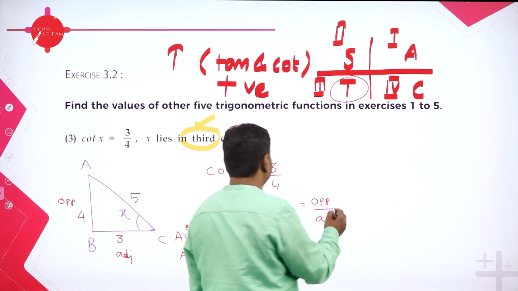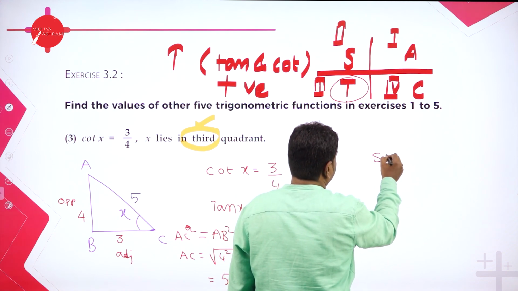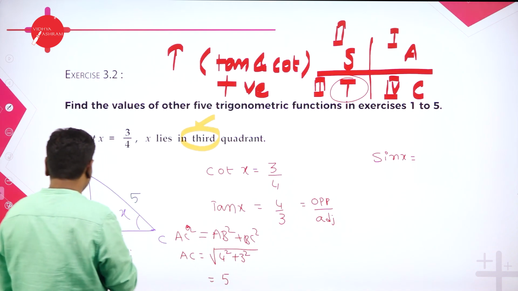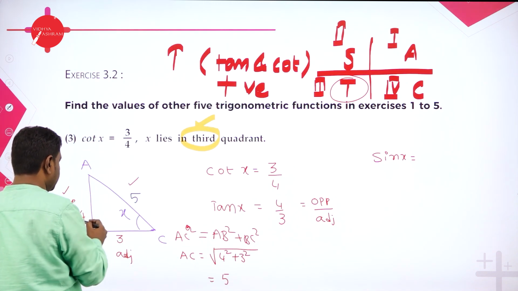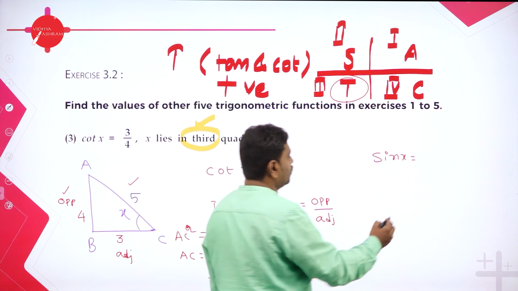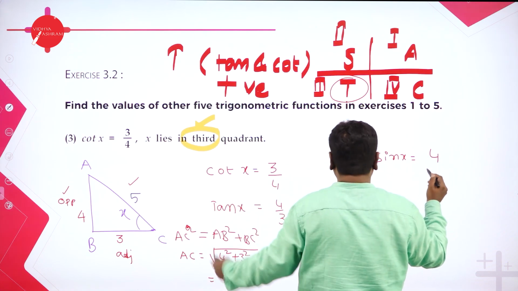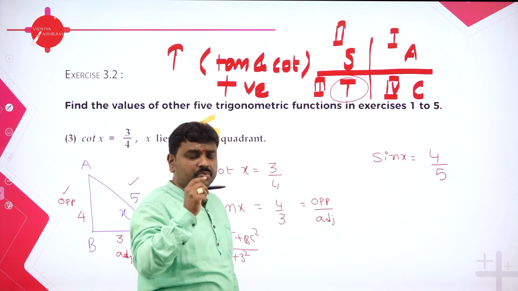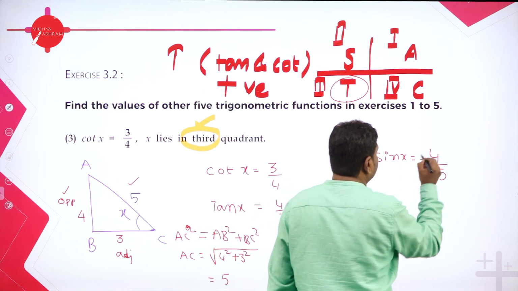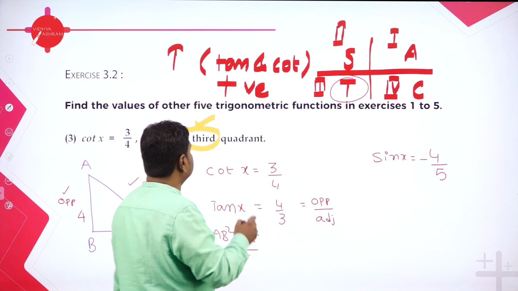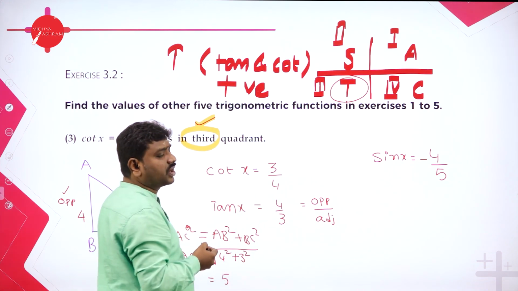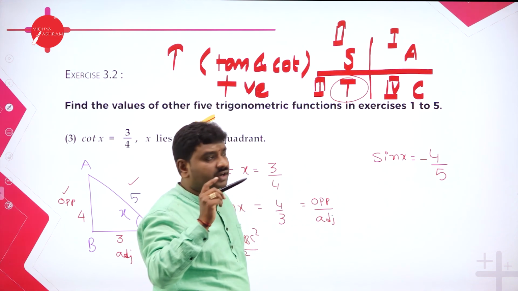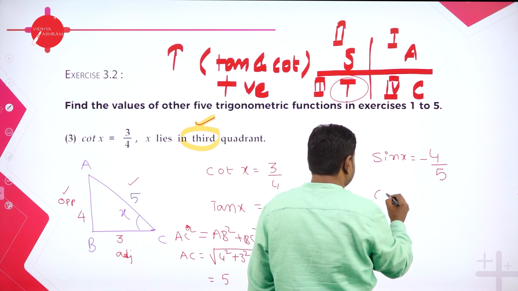Remaining trigonometric functions we'll write. First I'll go to sine. Sine x is opposite side divided by hypotenuse, 4 by 5. Now I should decide whether it is positive or negative. I will take it as negative, because it lies in the third quadrant. In the third quadrant, only tan and cot are positive. Remaining all are negative.